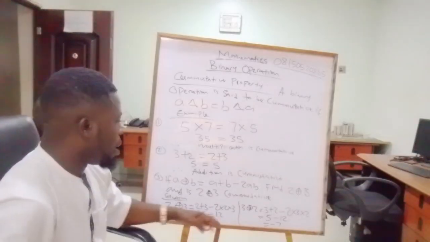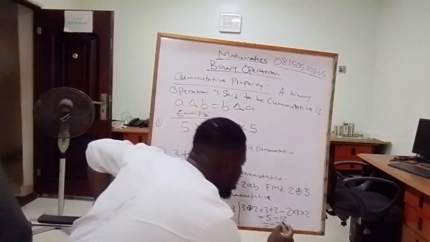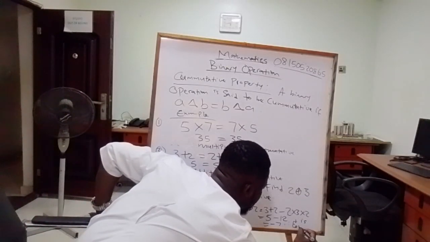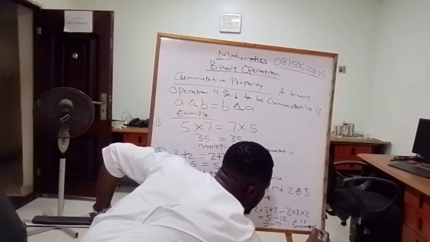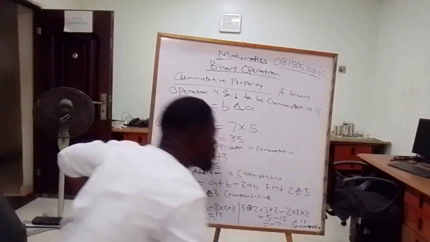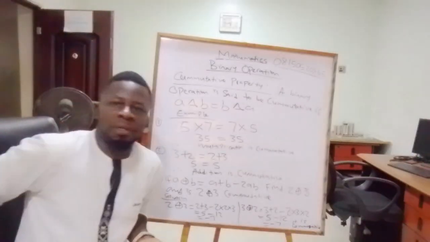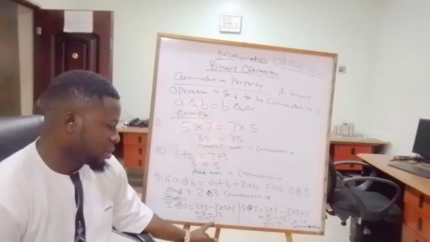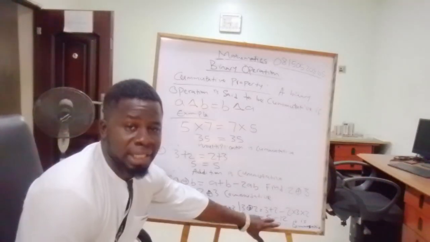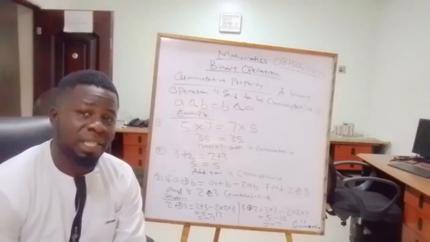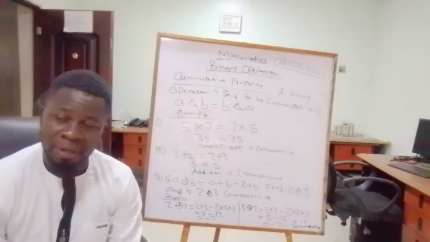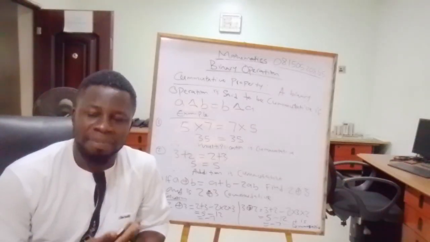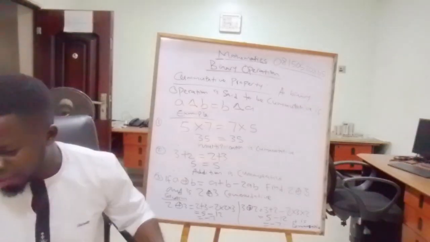So on the long run, by the time you want to say, therefore, it is commutative, and you get your answer. But in a situation whereby, let's say we got minus 7 here and we got 8 here, then you say it is not commutative. I want to believe you are getting my explanation.